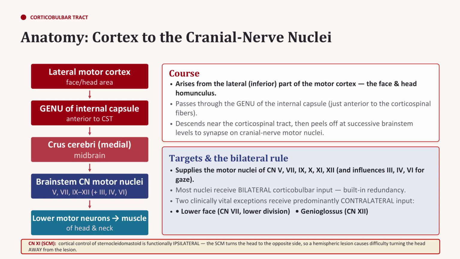Each nucleus is driven by both hemispheres, so a lesion of one corticobulbar tract usually causes little deficit. The other hemisphere compensates. This is why unilateral upper motor neuron lesions spare most of the face and cause only subtle findings. But there are two crucial exceptions that receive predominantly contralateral input: the part of the facial nucleus serving the lower face and the hypoglossal projection to the genioglossus. Those two exceptions generate the classic central facial palsy and the tongue findings we will use to separate upper from lower motor neuron cranial nerve lesions on the next slide. Memorize the exceptions. The rule takes care of itself.